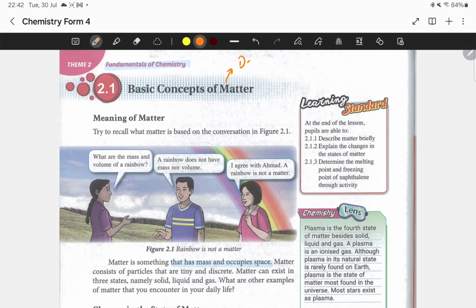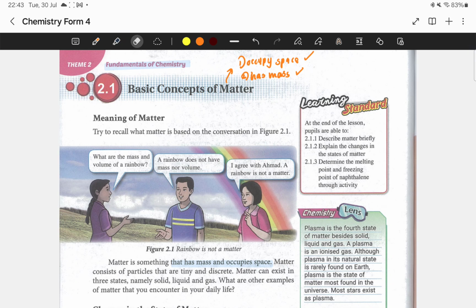Matter means something that can occupy space and has mass. If a thing has these two characteristics, then only do we call it matter, or else we won't classify the thing as matter. Do remember that. Let's say I give you an example. You have a rainbow. Can you see a rainbow? Do you know how much the rainbow weighs? No, you don't know. So it is not matter, as simple as that.